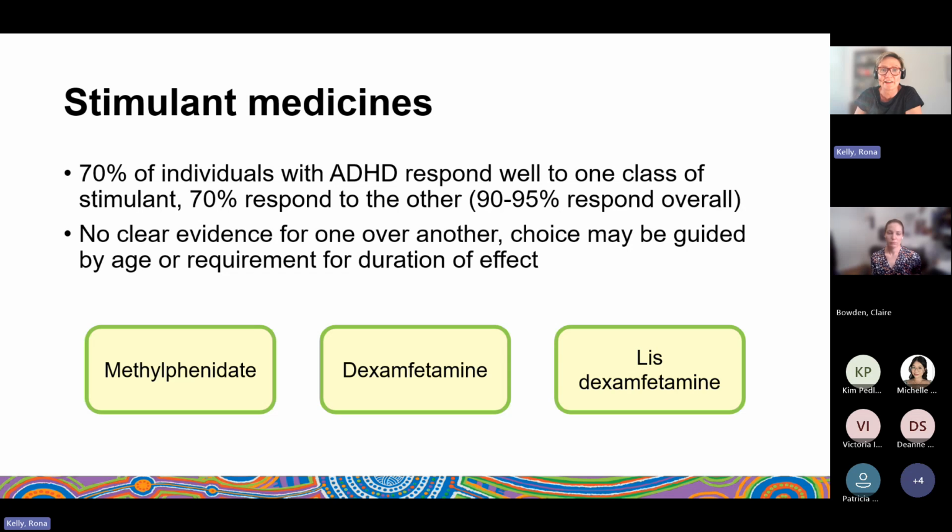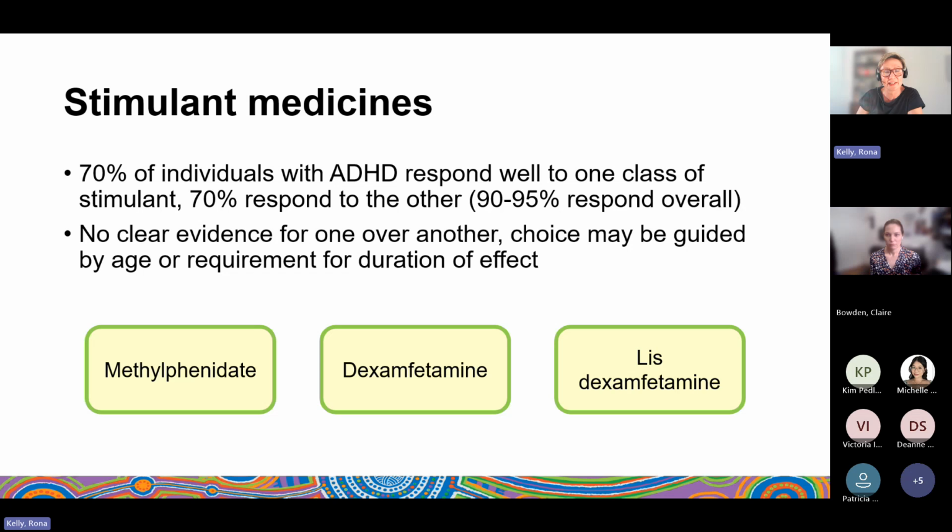So stimulant medicines are actually among one of the most studied groups of medicines in pediatrics, and they've got really good effect sizes. So we can see that 70% of individuals respond to one class of stimulant, 70% respond to a different type of stimulant. So overall, we get really good responses in some way to some form of stimulant. And there's actually no real clear evidence for choosing one over the other. The AADPA guidelines don't preference one, whereas the NICE guidelines over in the UK do recommend methylphenidate, known as Ritalin, as first line.